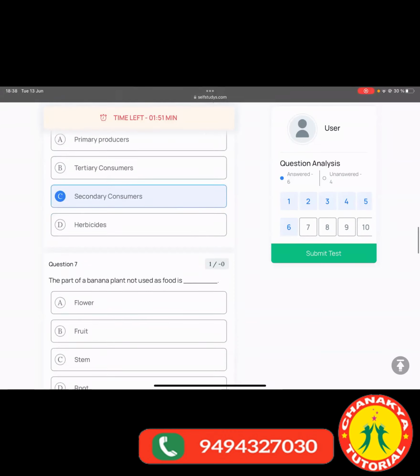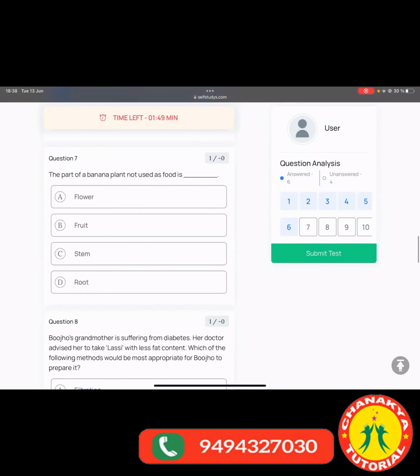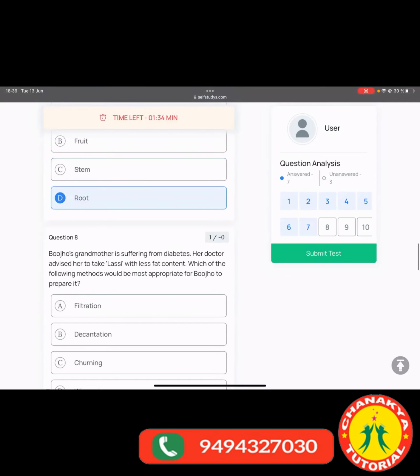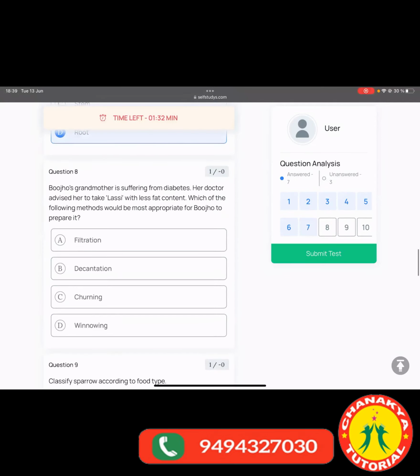Okay, now next question. Ma'am, root. Yes, root. So the part of the banana plant not used as food is root, obviously. Next person quickly, time is running. Yes, ma'am. This is a bit tricky, but if you think, you can answer.